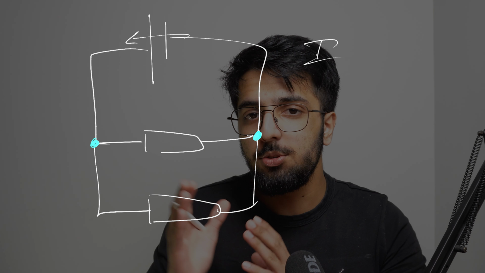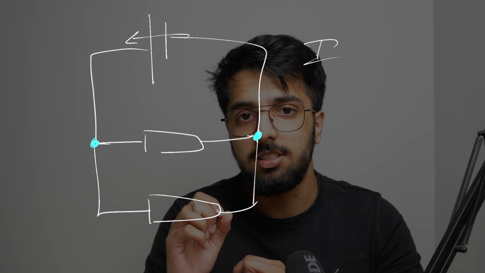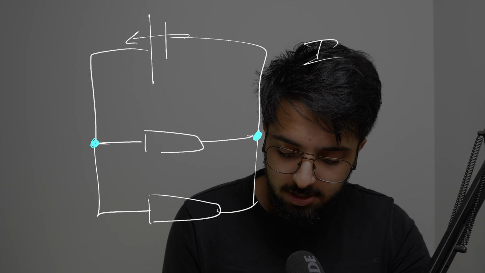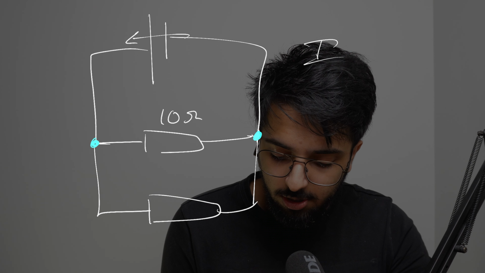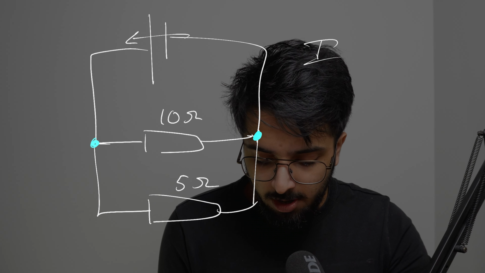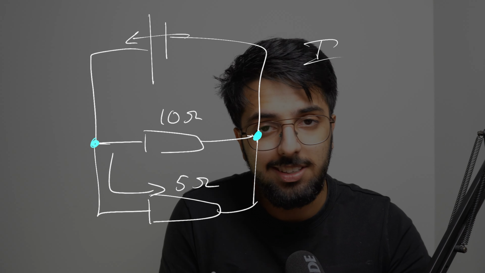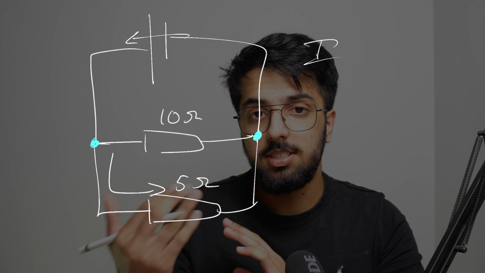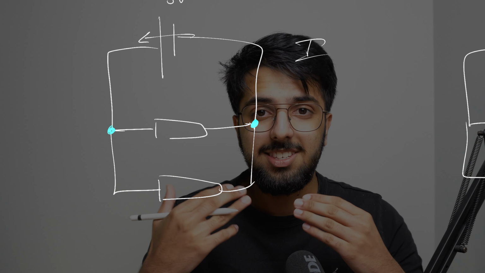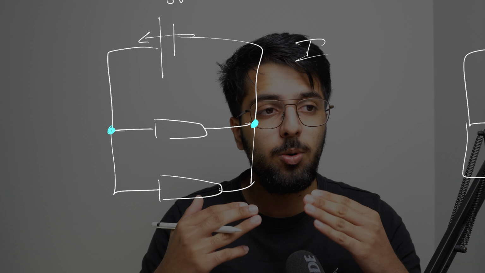And how much current goes through each branch is based on the resistance value of each branch. If this branch has a total resistance of 10 ohms and this has 5 ohms, more current is going to flow through here because it's easier to flow. There's less resistance for the charge to flow through.